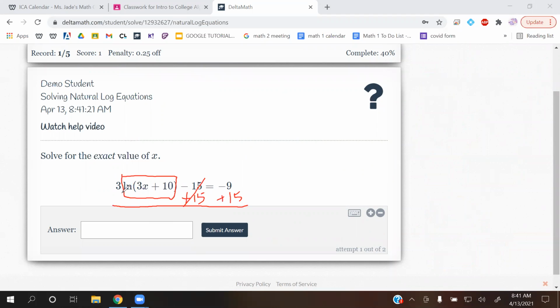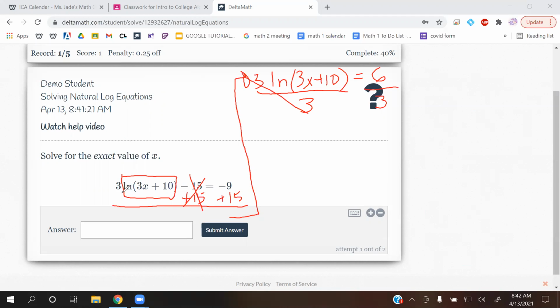Cancels out. I'm going to write this over here. So we have 3 ln of 3x plus 10 is equal to, because these cancel out, remember, negative 9 plus 15 is going to give us 6. Then, remember, we still want our natural log by itself, so I'm going to get rid of that 3 by dividing by 3. Dividing by 3 cancels out. We will get our natural log of 3x plus 10 equals 2.